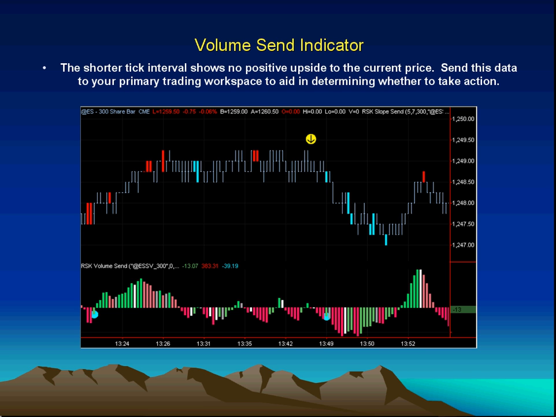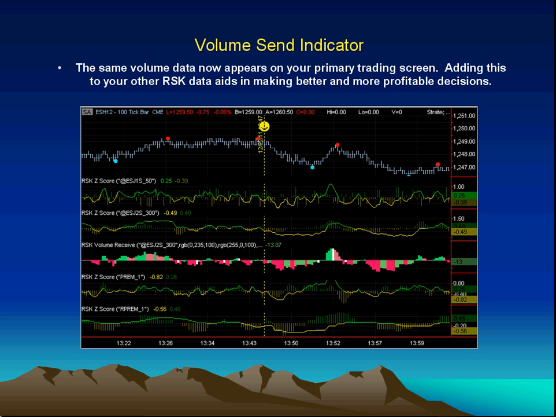So what we'll do now is we'll take that data and we'll send it over to our primary trading chart. So in the middle of the chart, you see the same volume data that's being placed upon this 100 ES tick bar chart. You combine that with 4 different z-scores using different intervals, different data feeds, including the premium in this case, and you see good reason why you ought to take a short on this position. And it works.